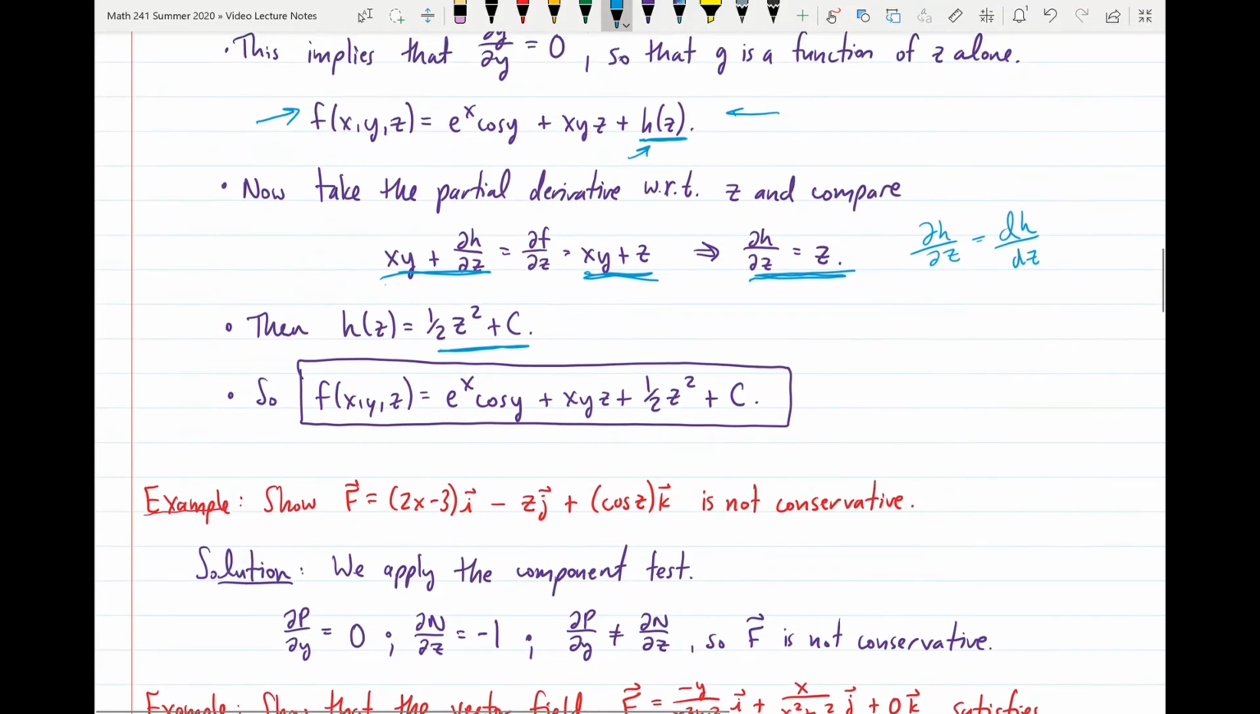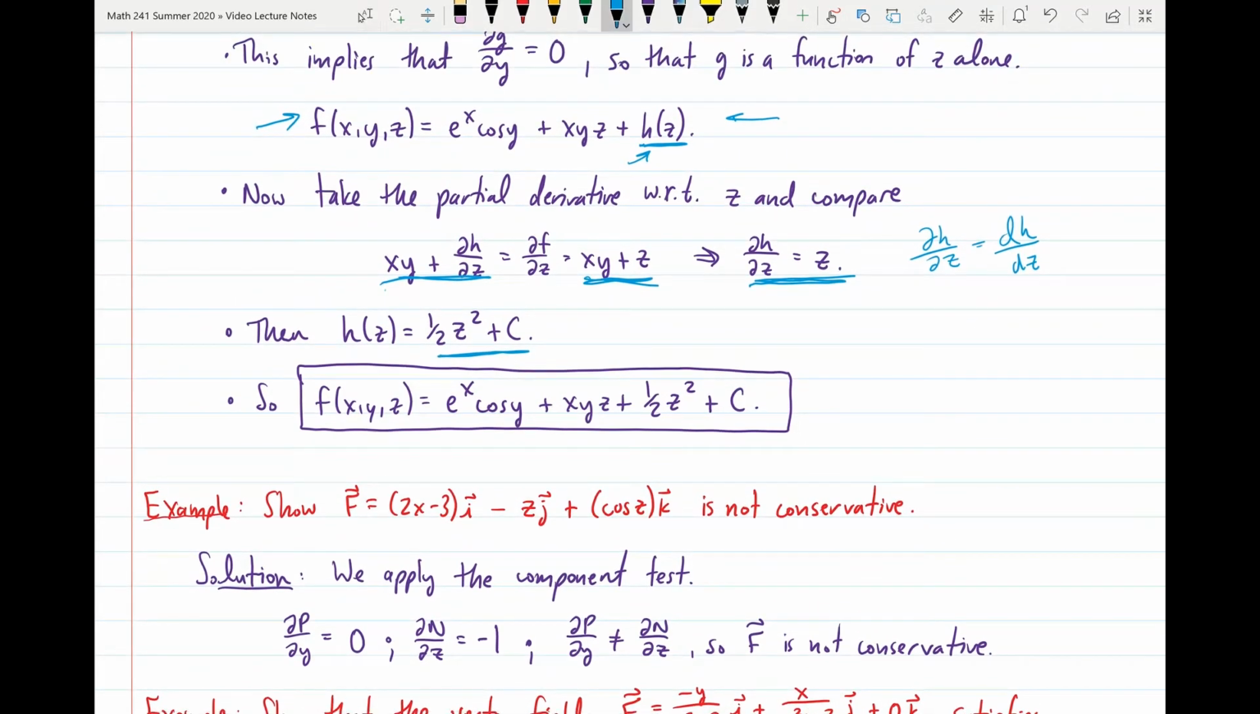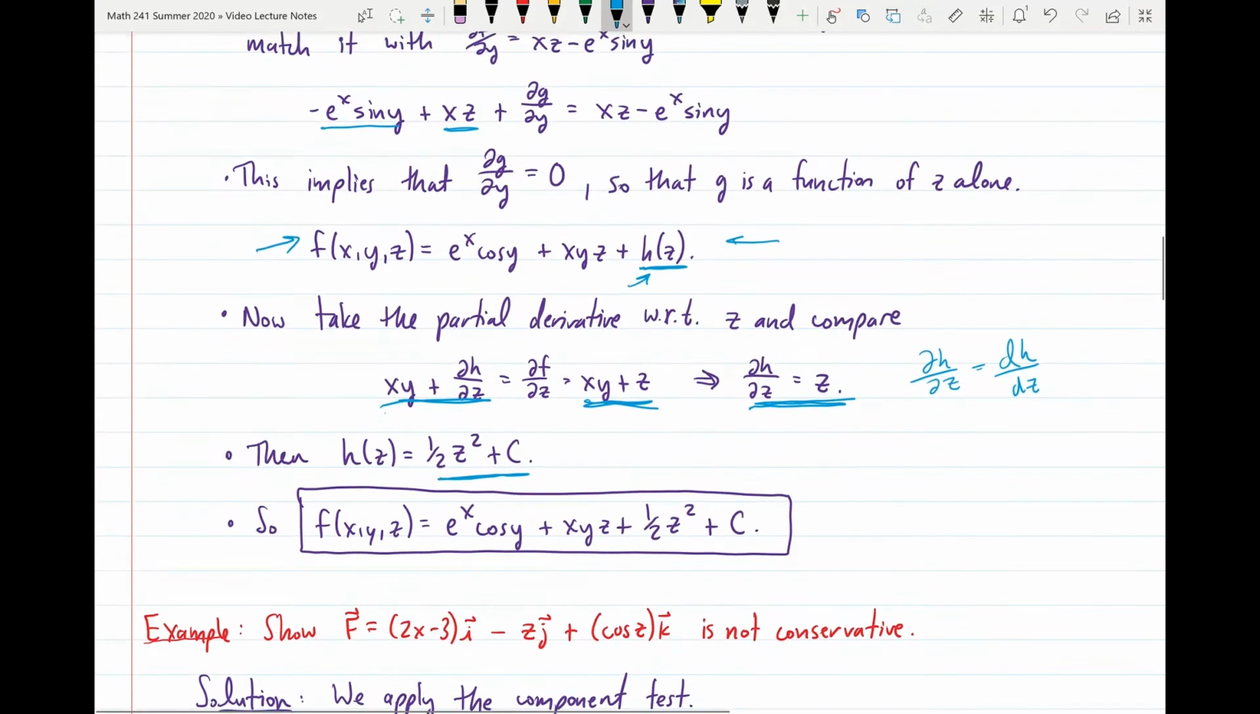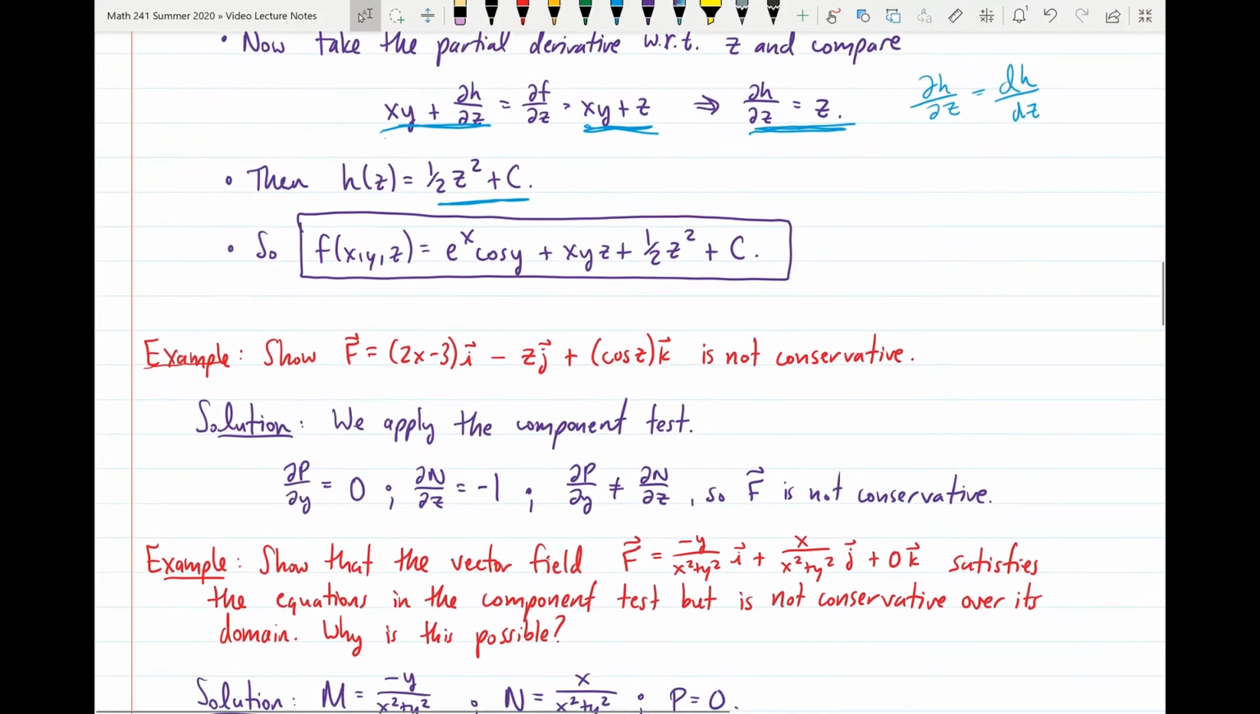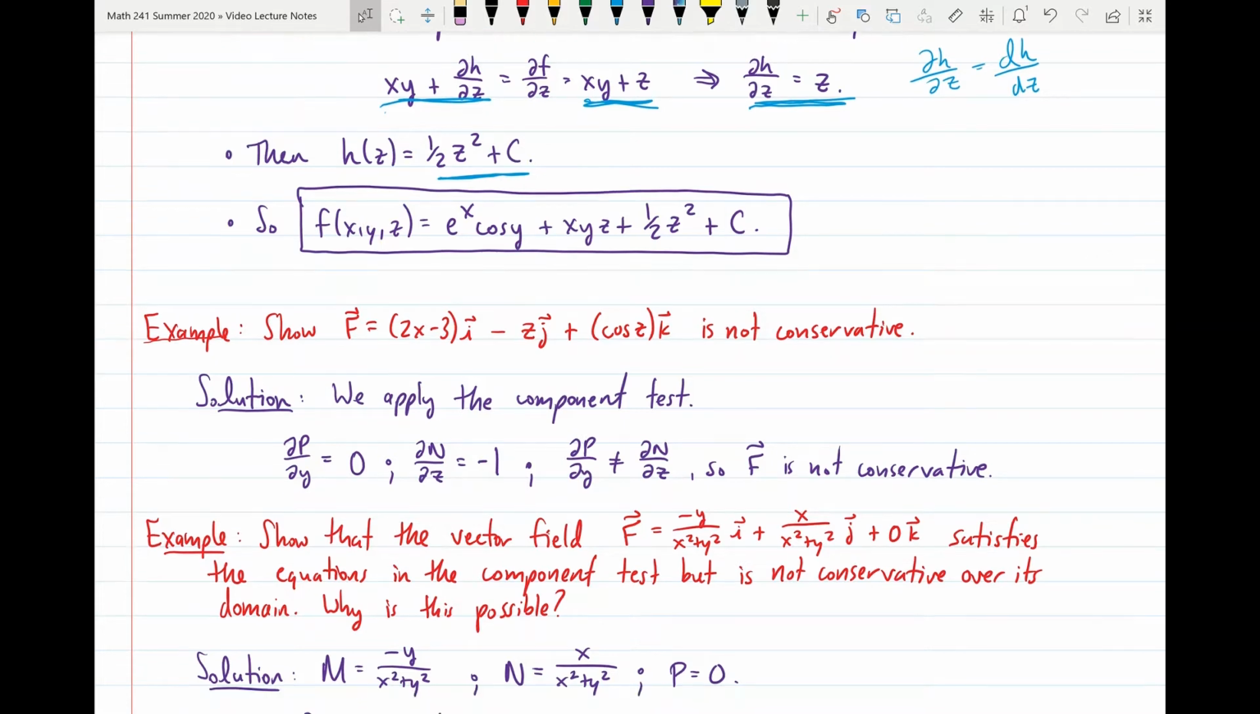So what does that mean? It means that if you took this scalar function f and you found the gradient, it should give you our original vector field. And this is, again, the big example of this whole video here. If you can do this calculation of finding the potential function, then you should be pretty set for the rest of section 16.3.